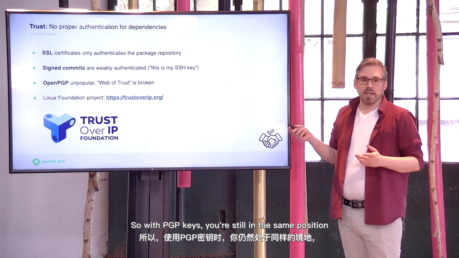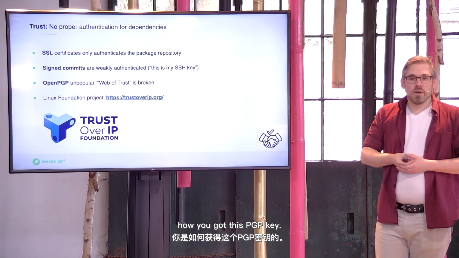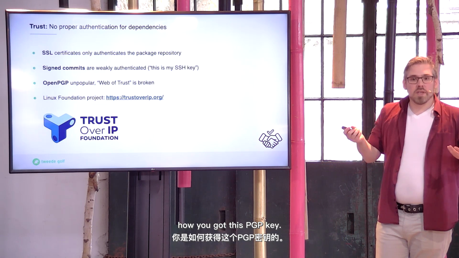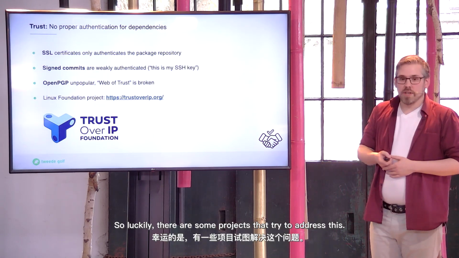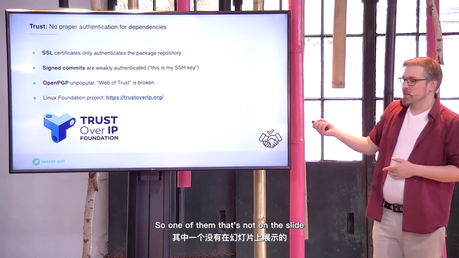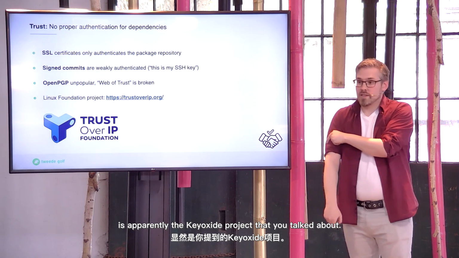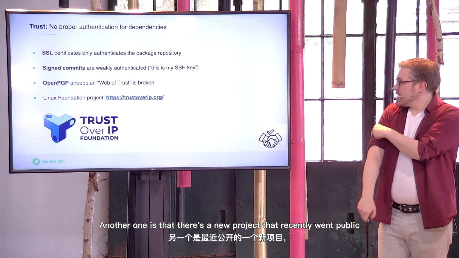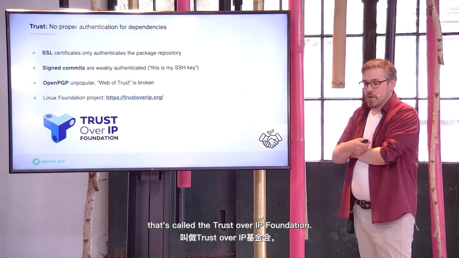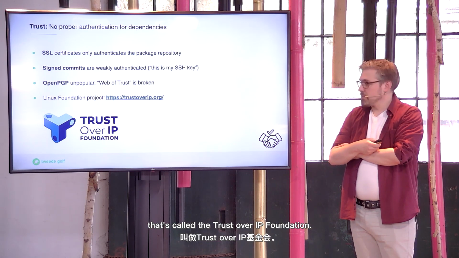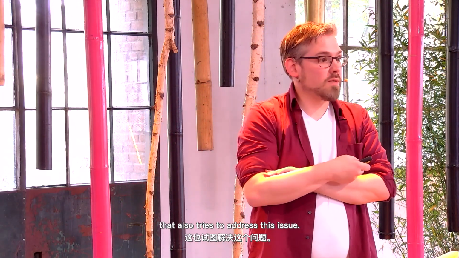So with PGP keys, you're still in the same position as a signed commit, where you don't know how you got this PGP key. So luckily, there are some projects that try to address it. One of them that's not on the slide is apparently the Oxide key project that you talked about. And the other one is a new project that recently went public, called the Trust over IP Foundation. They're working on something called the Trust Spanning Protocol that also tries to address this issue.